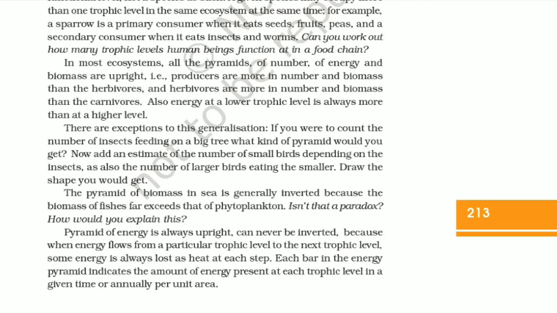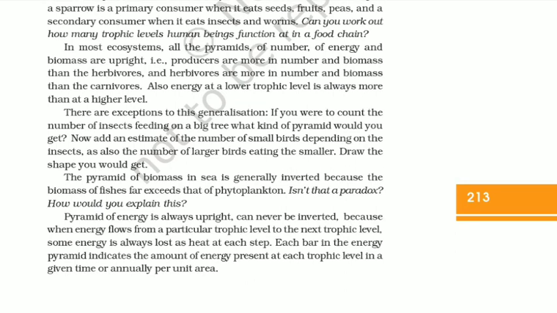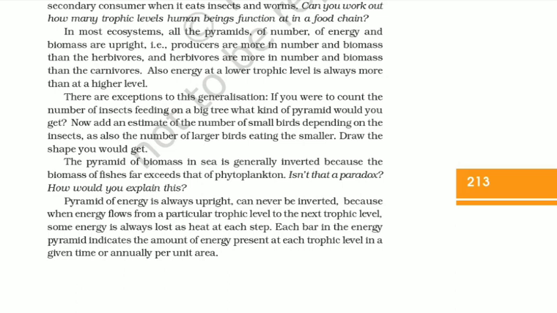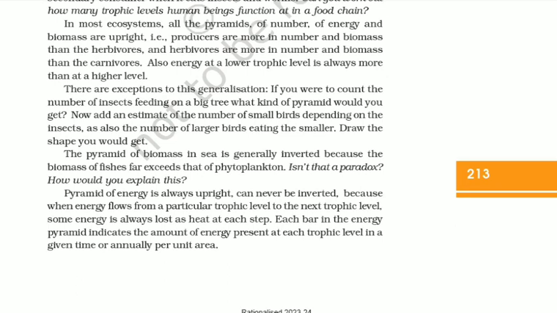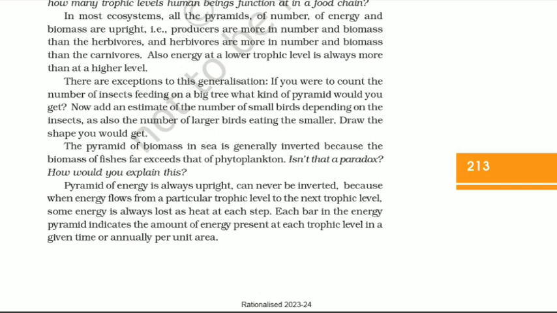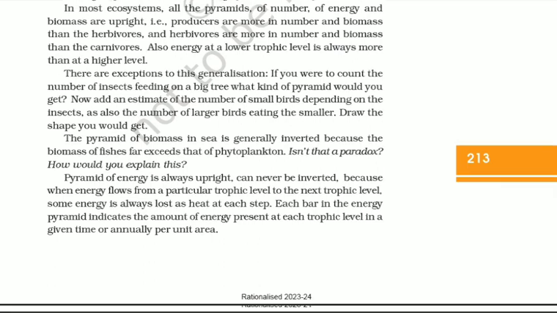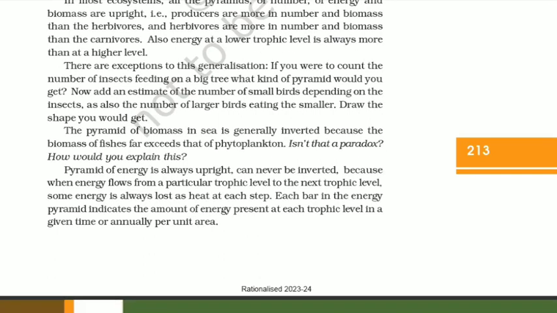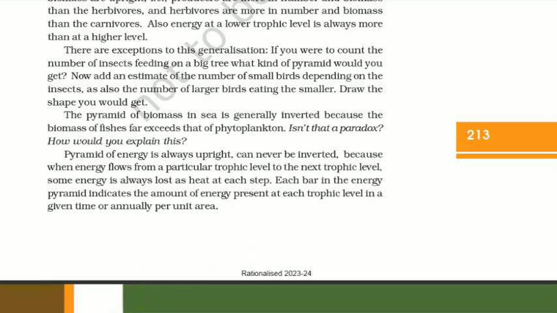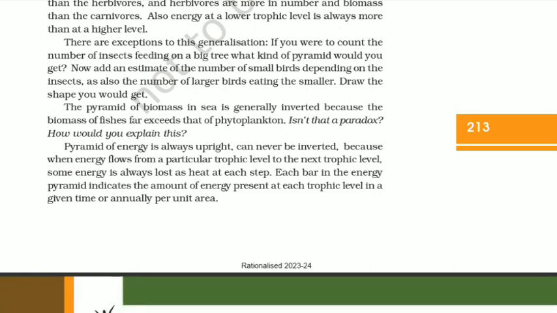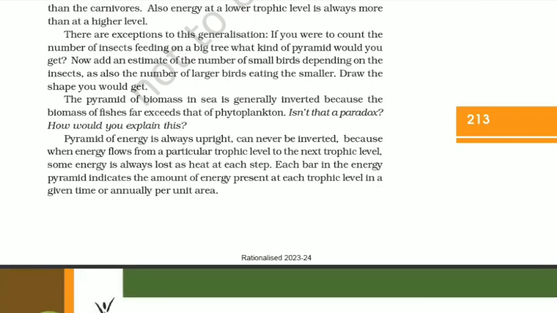For example, a sparrow is a primary consumer when it eats seeds, fruits, peas, and a secondary consumer when it eats insects and worms. In most ecosystems, all the pyramids of number, of energy, and biomass are upright. That is, producers are more in number and biomass than the herbivores, and herbivores are more in number and biomass than the carnivores. Also, energy at a lower trophic level is always more than at a higher level. There are exceptions to this generalization.